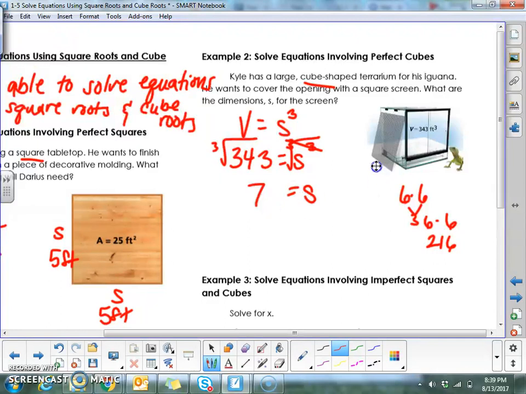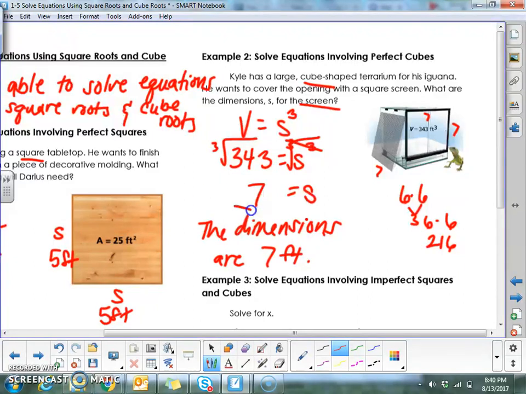So that means all of these dimensions here are 7. It's a 7 by 7 by 7. Now I want to know what the dimensions are for the screen. The dimensions are 7 feet.